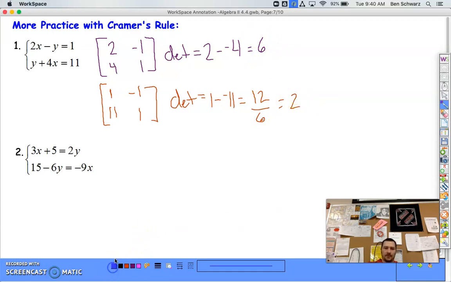Then, I suppose I didn't leave myself enough room, so I'm going to try to cram it in over here. We take the 1 and the 11, and we're going to replace it in the second column. So I'm solving for y now. So I leave the 2, 4 for my coefficient matrix, and I'm going to go 1 and 11 here. So here we're going to have 22 minus 4, so that's 18, divided by 6 equals 3. So our solution is 2, 3.